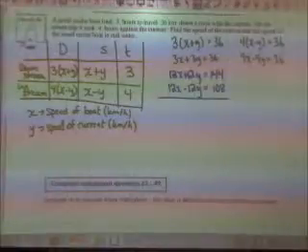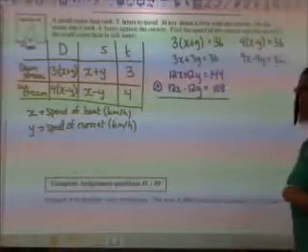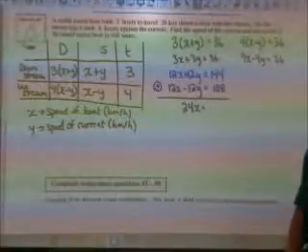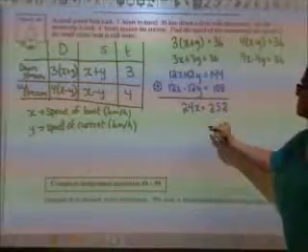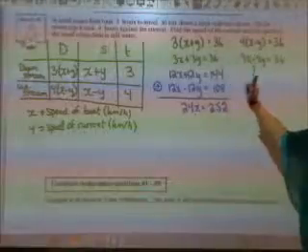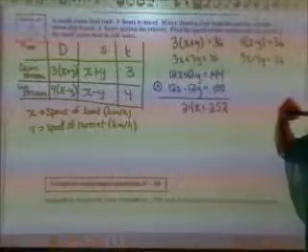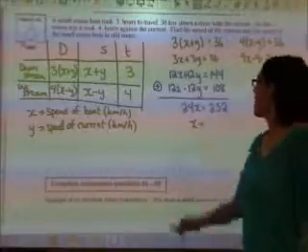What operation would I use to eliminate my y's? I would add them because my y's are opposite signs. So how many x's would I get? 24x. And 144 plus 108? 252. Okay. And what's 252 divided by 24? 10.5.